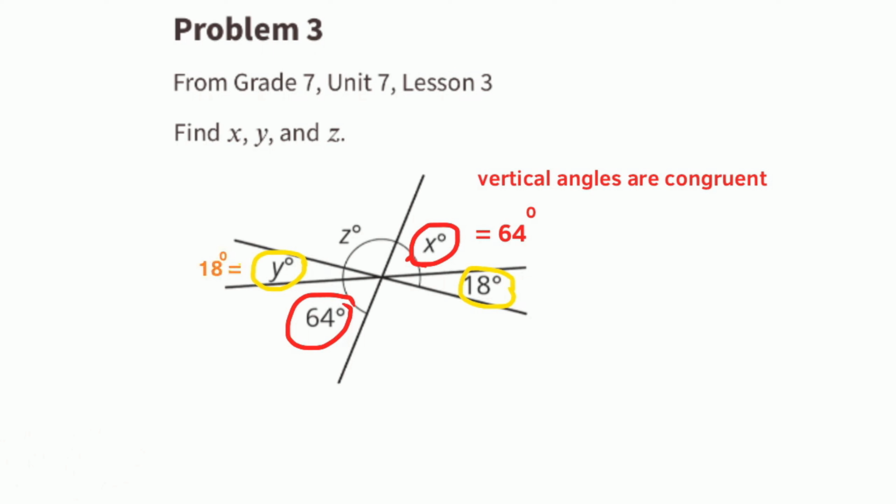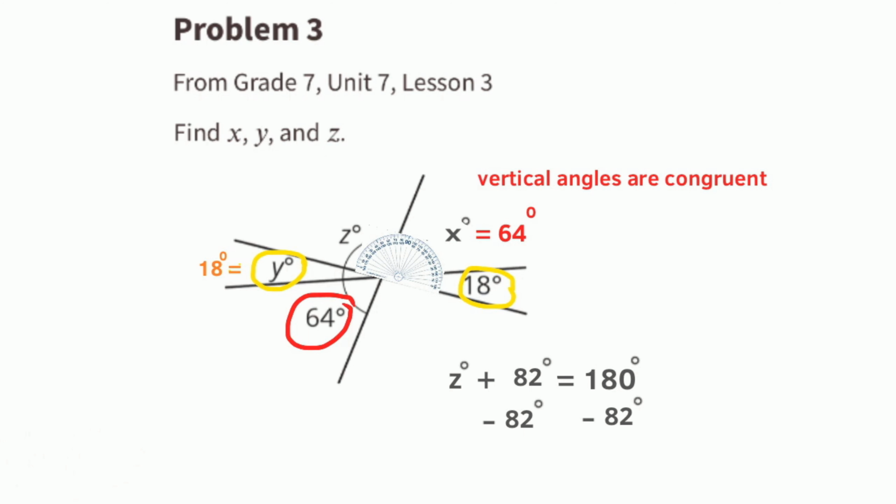Z is a little bit trickier because its vertical angle is missing its measure. Angles z, x, and 18 degrees are along a straight line, so we know that the sum of those 3 angles will be 180 degrees. Z plus 64 plus 18 equals 180. 64 plus 18 is 82, so we can rewrite it as z plus 82 equals 180. To solve for z, we need to subtract 82 from both sides of the equal sign. 82 minus 82 is 0, and 180 minus 82 is 98. So angle z is 98 degrees.